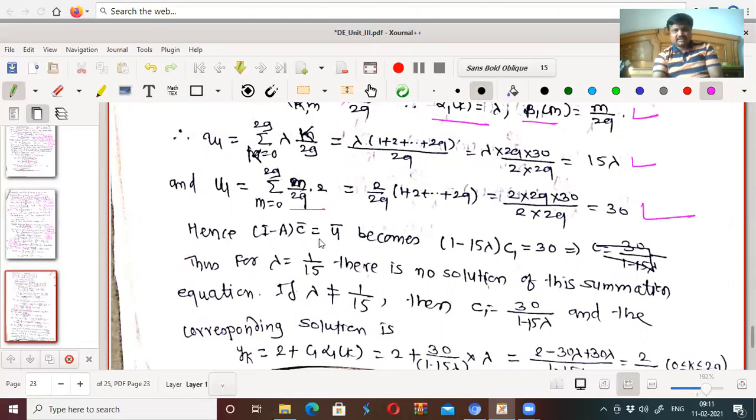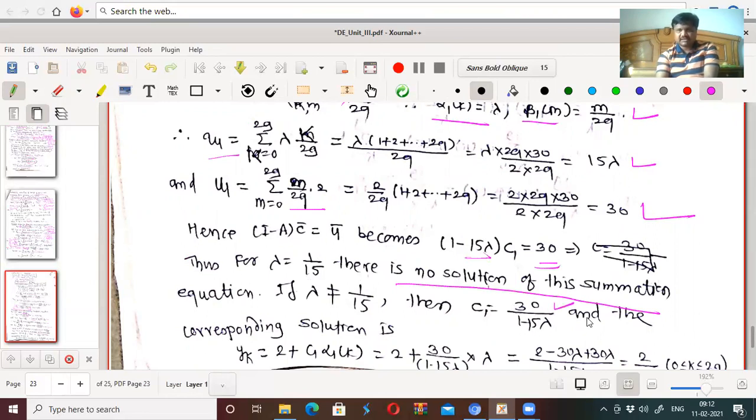Here I minus A times c bar equals u bar. I means identity matrix, and as there is only one term, it will be 1 minus A11, which is 15 lambda, into c1 equal to 30. So 1 minus 15 lambda times c1 equals 30. Now for lambda equal to 1 by 15, there is no solution of this summation equation. But for lambda not equal to 1 by 15, this will not be 0. Then c1 becomes 30 upon 1 minus 15 lambda.